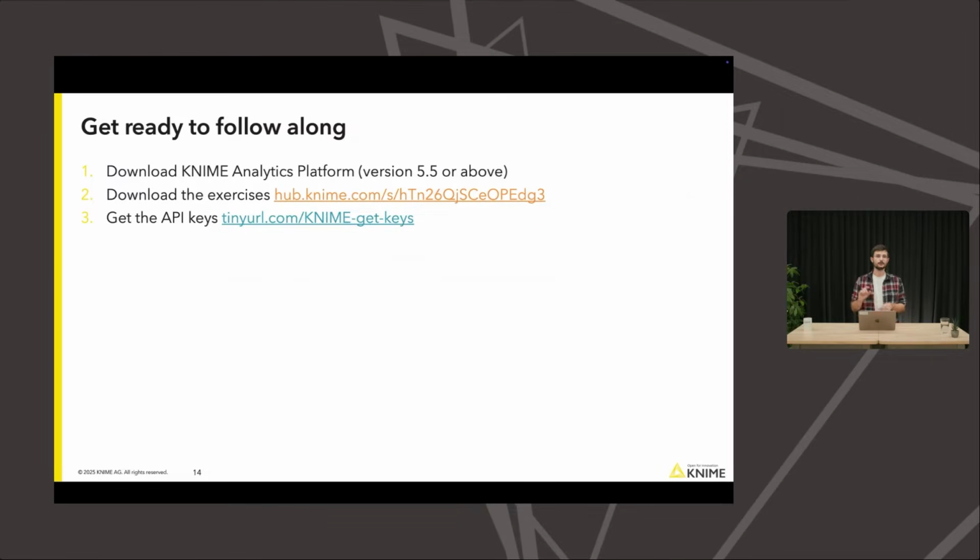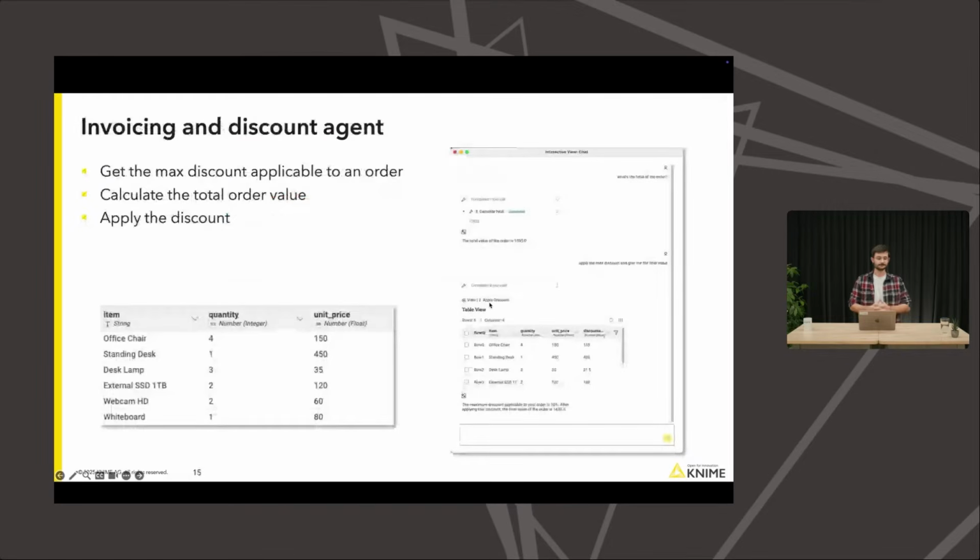While you get all those links, if you haven't done it yet, I want to show you what we're going to build together. We're going to build an invoicing and discount agent. So it's a super simple agent that takes as input a data table like this one, with a list of items, quantities, and unit prices for all those items. And then the agent is basically able to calculate the discount applicable to that order, calculate the total order value, and then apply the discount which is applicable to the order. So it's very simple. It just does some simple calculations, but you will see that it's a nice entry point to the agentic framework in KNIME.